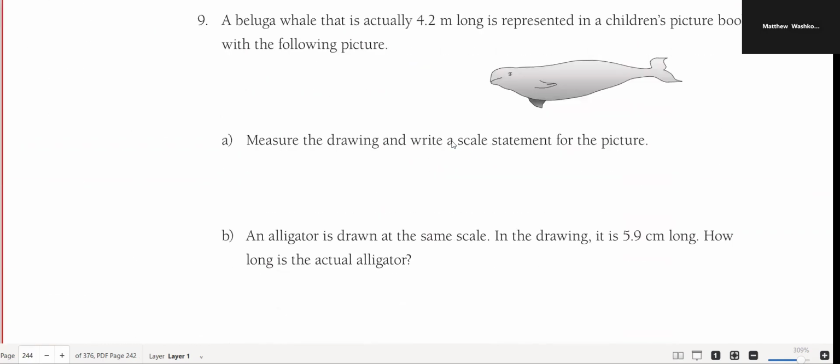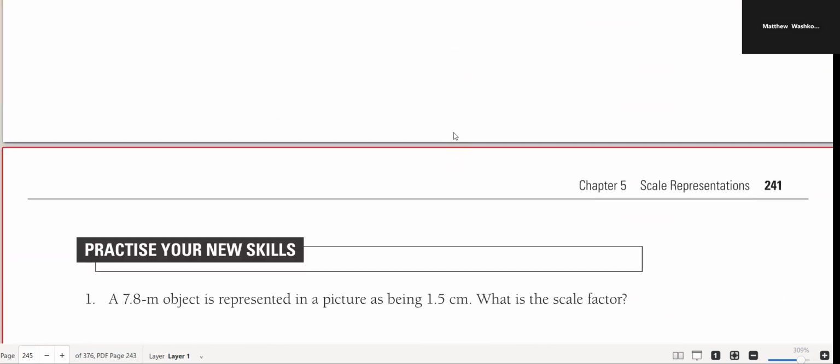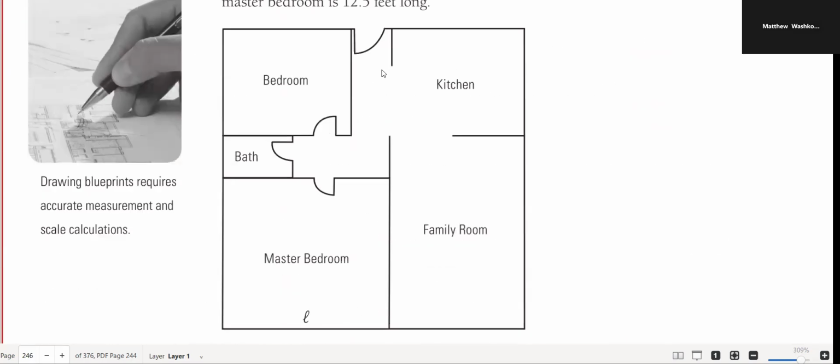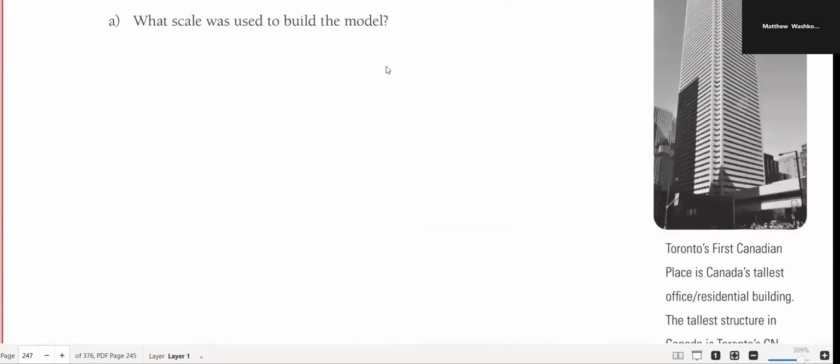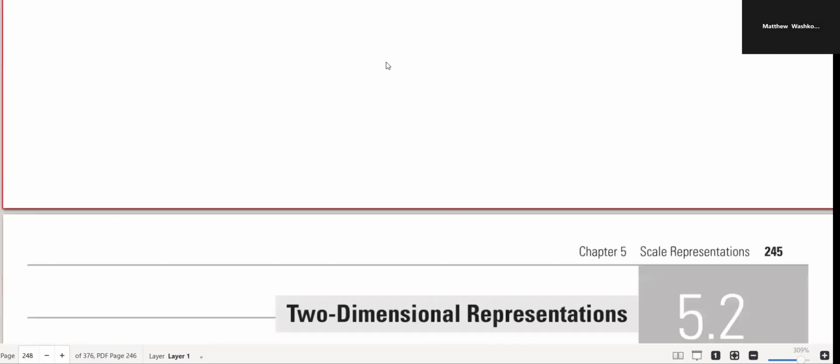So at this point, you guys should be able to do all of these and then work on your practice questions here as best as you can. If you have any questions, please let me know.